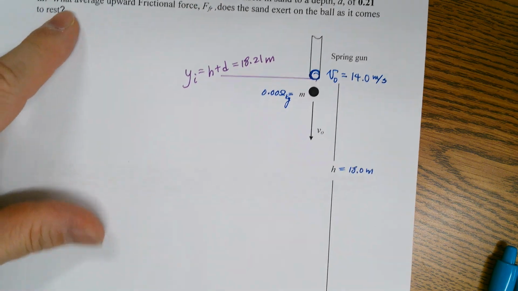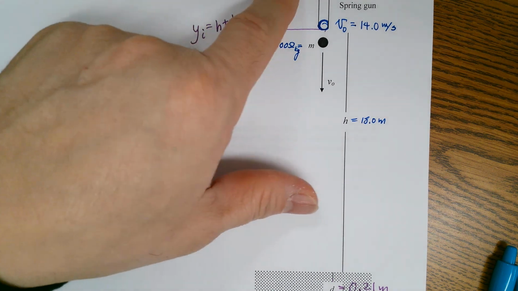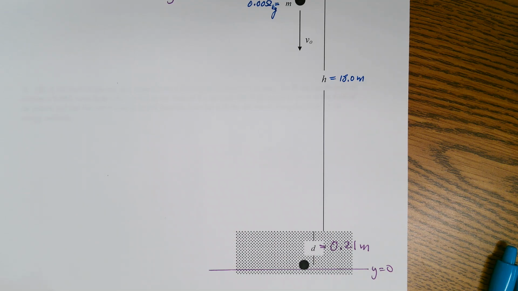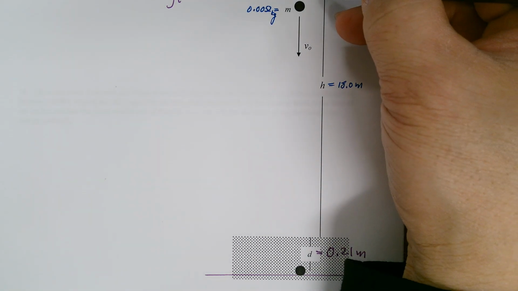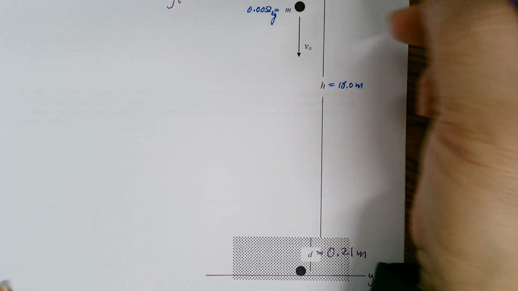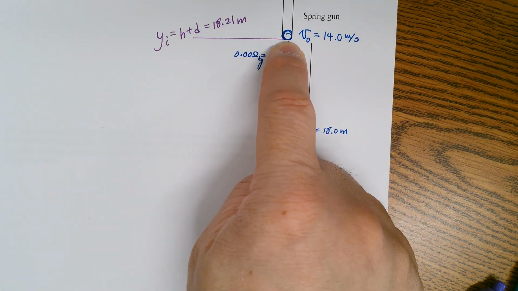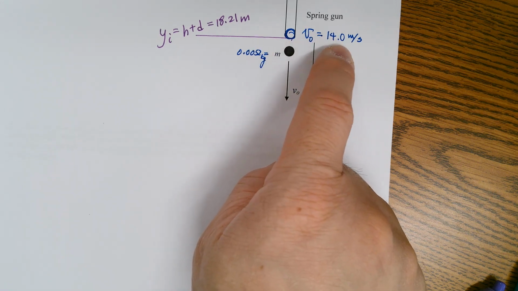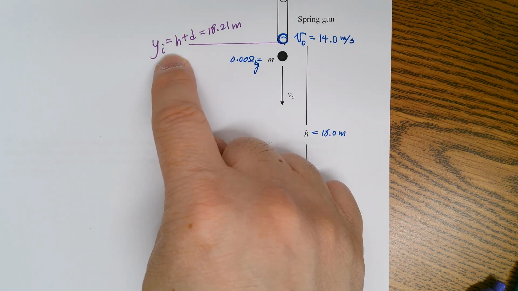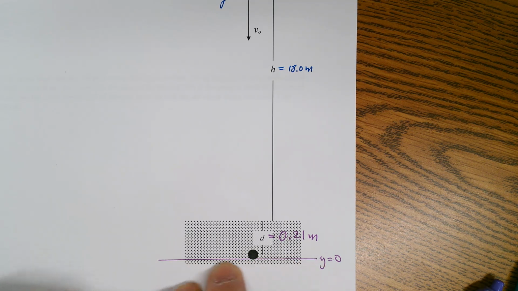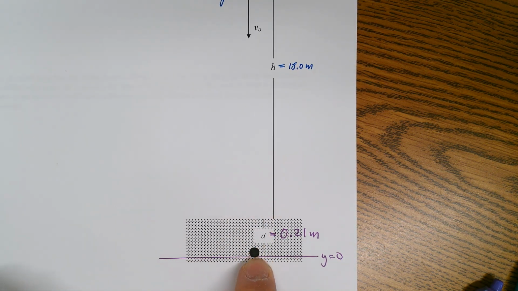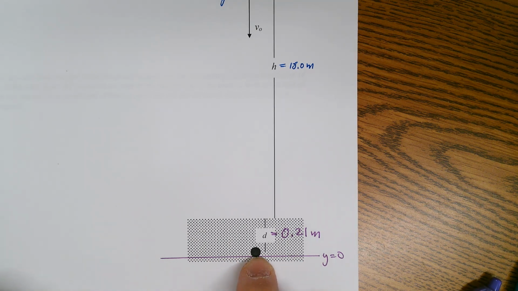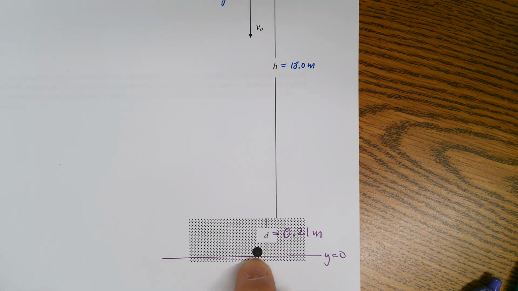So what is the average upward frictional force, F friction, that the sand exerts on the ball as it comes to rest? Well, as this thing is fired from here with this initial velocity and this much height, at this location initially I have both the kinetic energy and gravitational potential energy. At the final location, when this thing gets embedded and buried in here, it comes to a stop. So I have no height, so no gravitational potential energy. I have no speed because it comes to a stop, so no final kinetic energy.